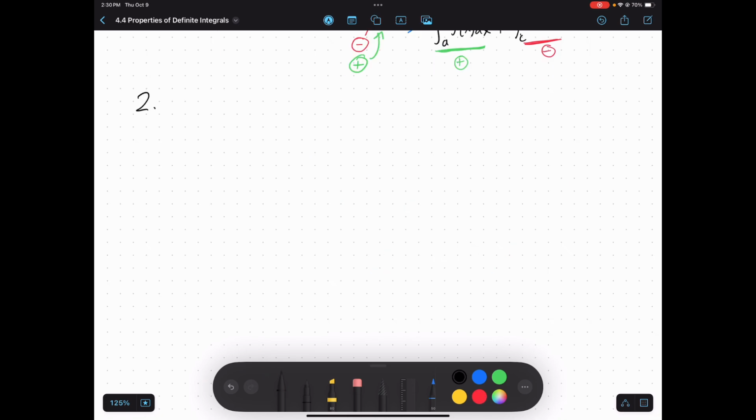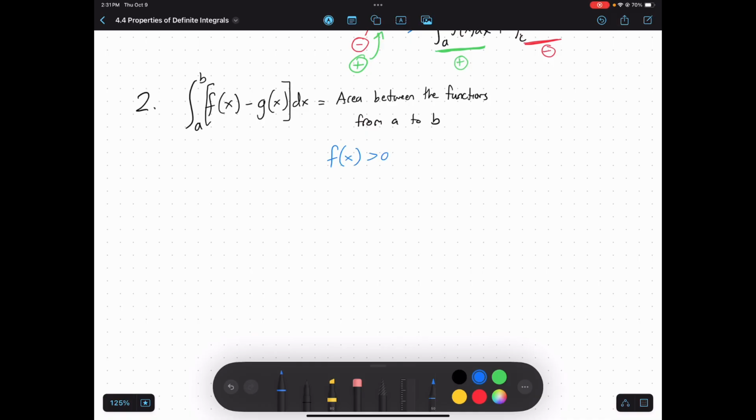The next property I want to talk about isn't quite as mathematical as the other ones. This one's more conceptual. What this property states is if you have the definite integral of the difference between two functions, this actually represents the area between the functions for this interval a to b. This is, of course, assuming, since we started with f of x, that f of x is bigger than g of x over this interval. So what do I mean by this? Well, let's draw another picture.